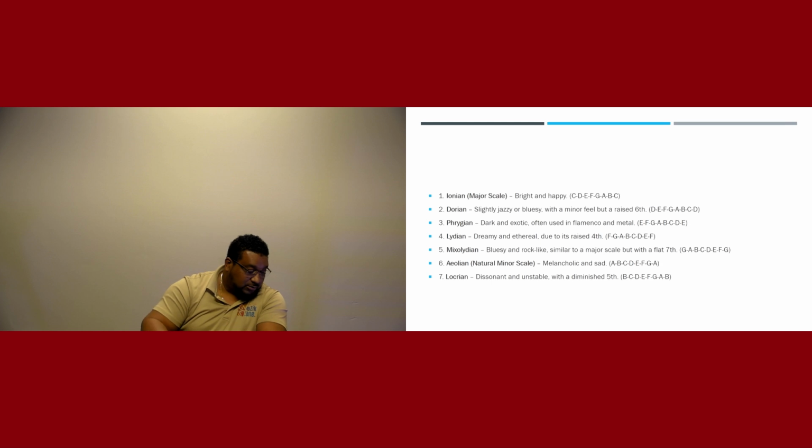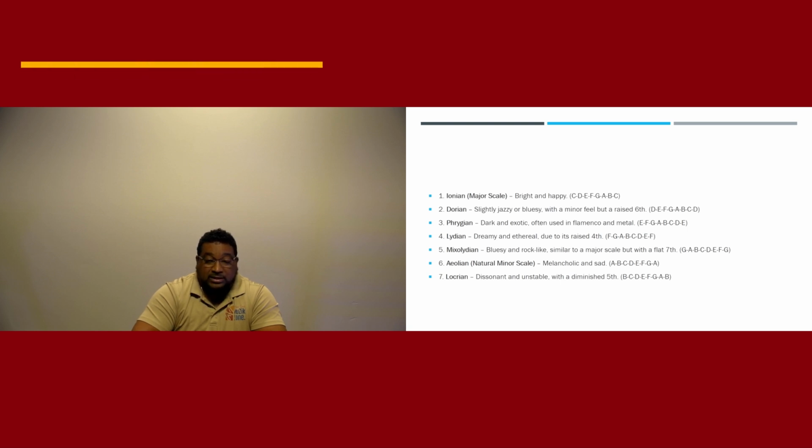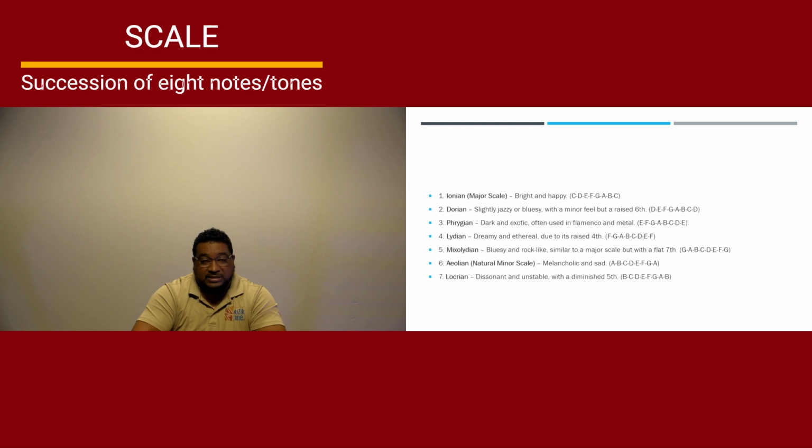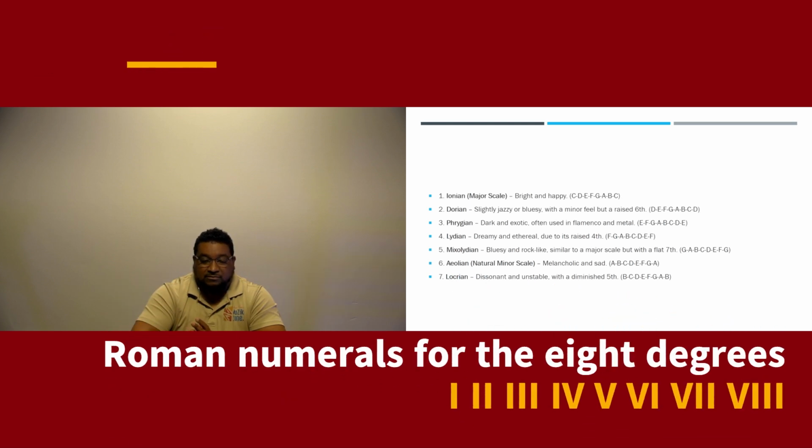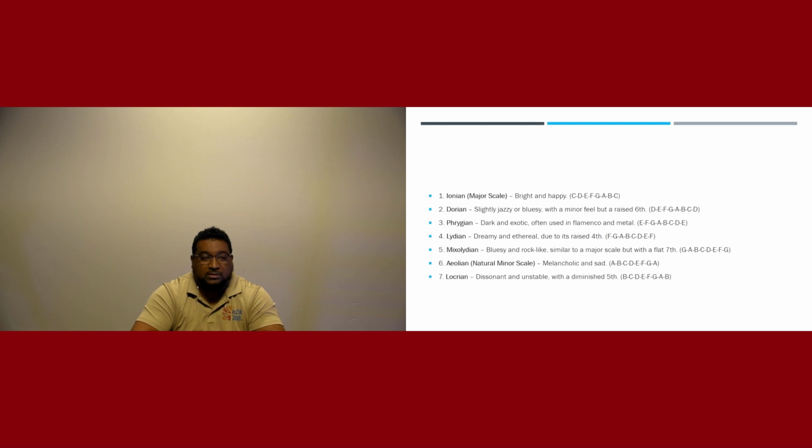And those are our modes. So that set the precedence for scales. And we know that anything that we play in terms of pieces, they're made up of scales. A lot of modes are used for improvisations. And of course, all of these modes are transposable.